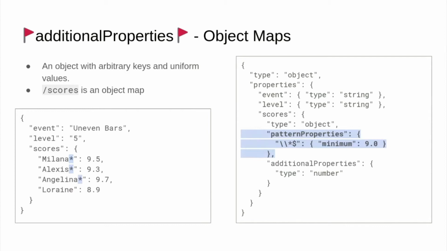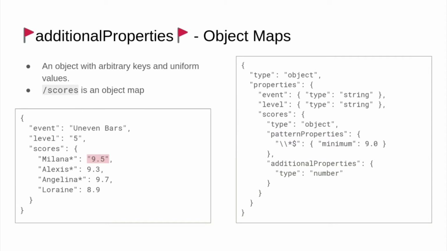Do you see the bug? If we change Milana's score to a string, we won't get a validation error because additional properties only applies to properties that aren't already declared. Because Milana has a star next to her name, it's matched by pattern properties, and additional properties doesn't apply. Therefore, Milana's score is not required to be a number.